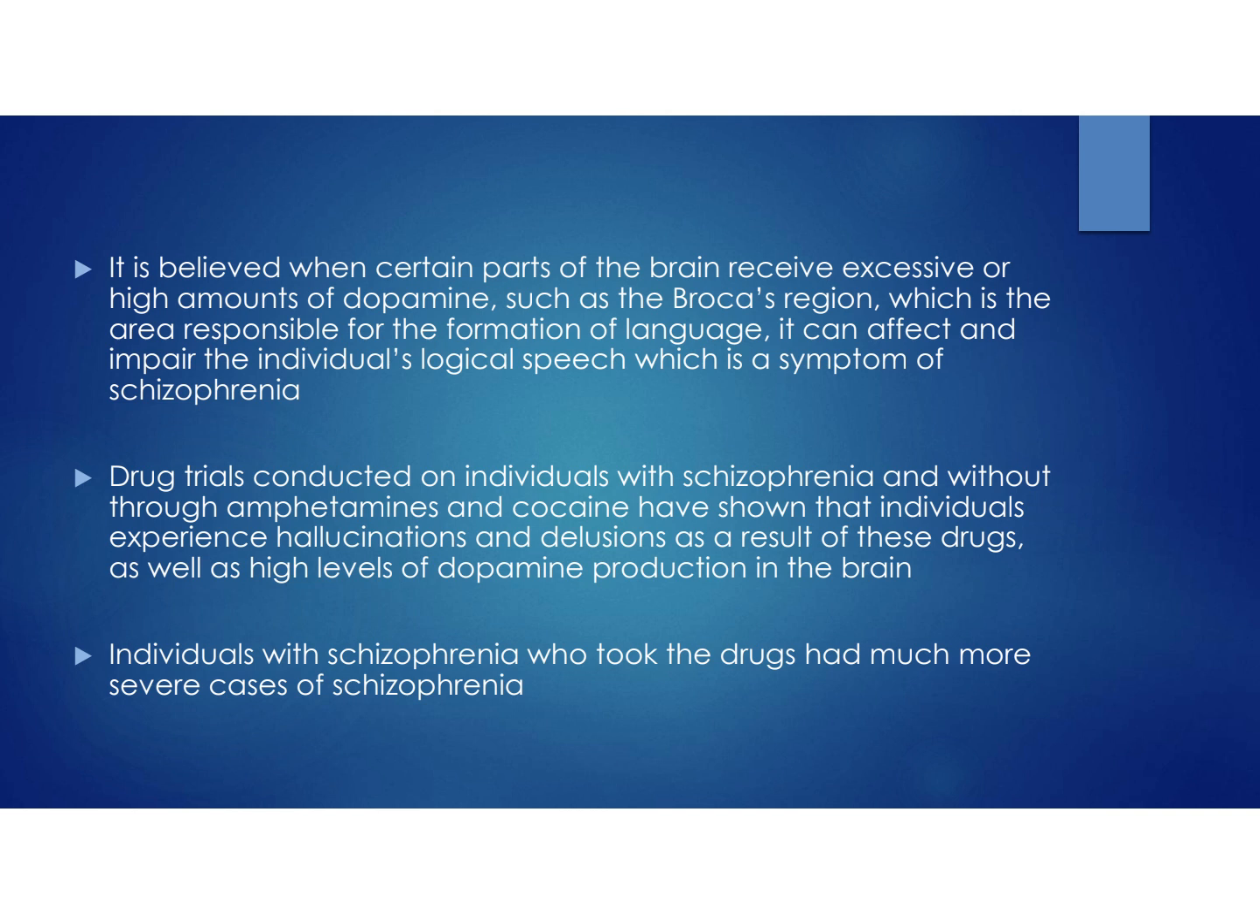It is believed that certain parts of the brain, when they receive excessive or high amounts of dopamine, such as Broca's region, which is an area responsible for the formation of language, it can affect and impair the individual's speech, which is a symptom of schizophrenia. So, thought disorder, which leads to you speaking in an incoherent and illogical manner, one reason for that could be explained by high levels of dopamine being produced in Broca's region, because that's the area responsible for formation of language. So if there is excessive dopamine in that region, it would not allow you to think properly, and therefore not speak properly either. So one of the positive symptoms can be explained this way.